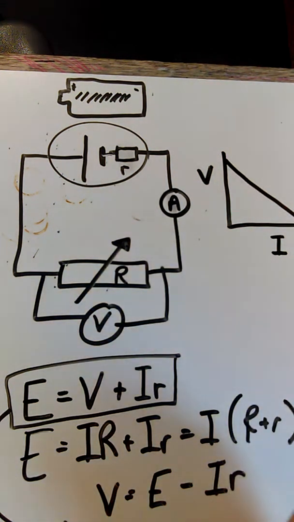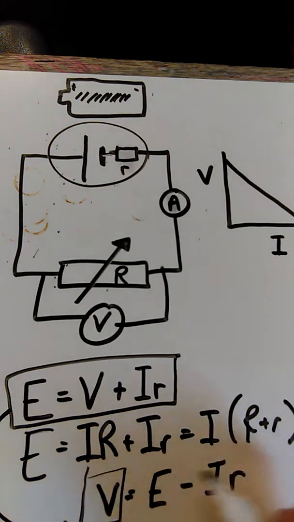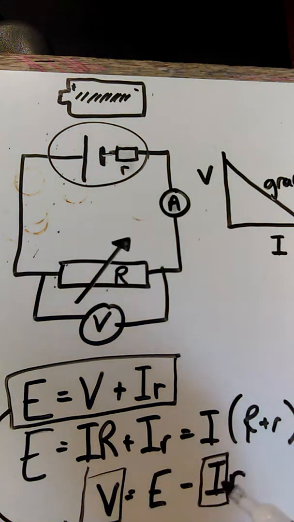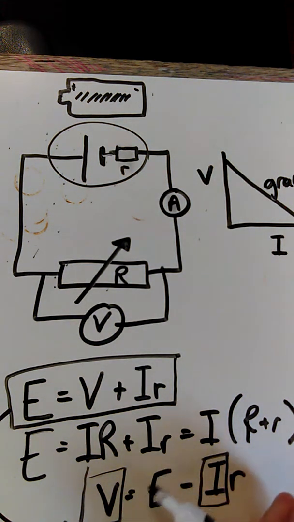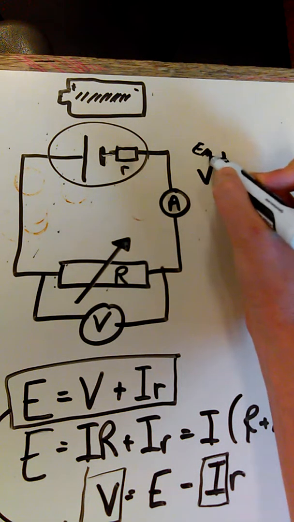Now, thinking about it from this, using y equals mx plus c, that's what's on the y-axis, that's what's on the x-axis. So your gradient of the graph is equal to the internal resistance, and the intercept of the graph is equal to the EMF.